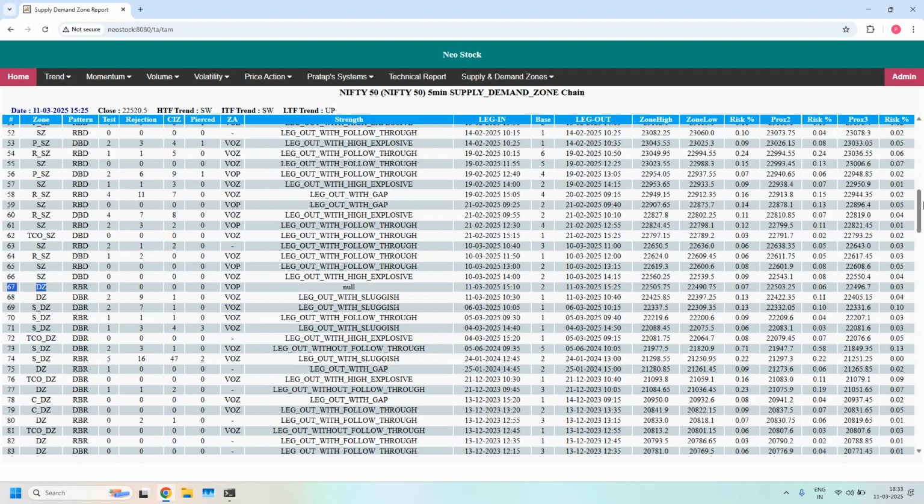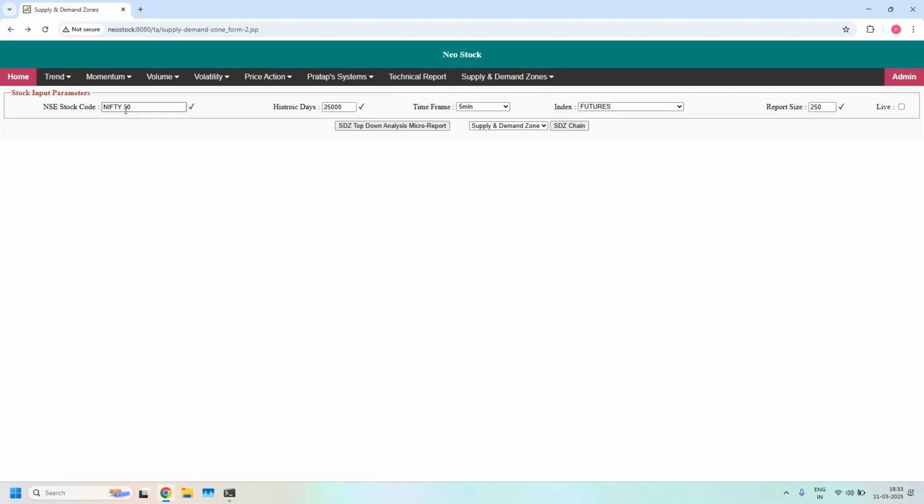So this is the 5 minute supply demand zone chain for NIFTY. So this is about NIFTY supply demand zone chain. Next we will generate Bank Nifty supply demand zone chain. That is nothing but Nifty Bank, generating monthly supply demand zone chain for Bank Nifty.